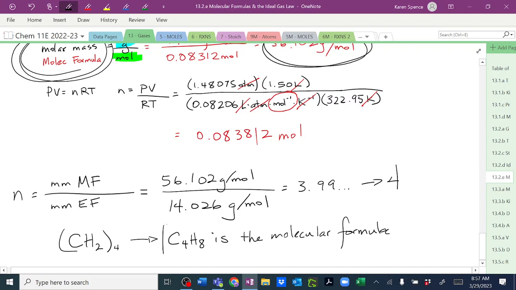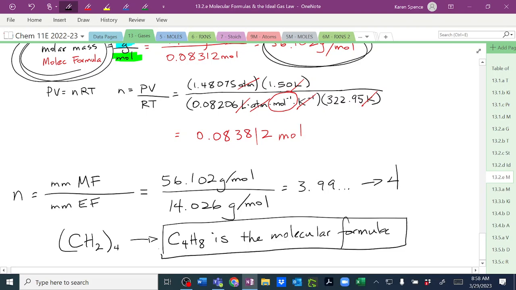So to be honest, there's nothing new in this question. It's just that maybe you've forgotten how to do empirical formula, you've had a refresher on that, and we're applying the gas stuff within there.